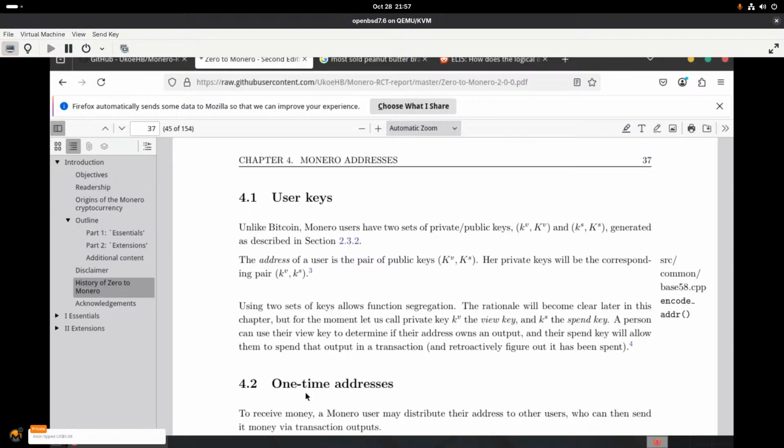Unlike Bitcoin, Monero users have two sets of private and public keys, (K_v, k_v) and (K_s, k_s), generated and described in section 2.3.2. The address of the user is the pair of public keys (K_v, K_s), and her private keys will be the corresponding pair (k_v, k_s).